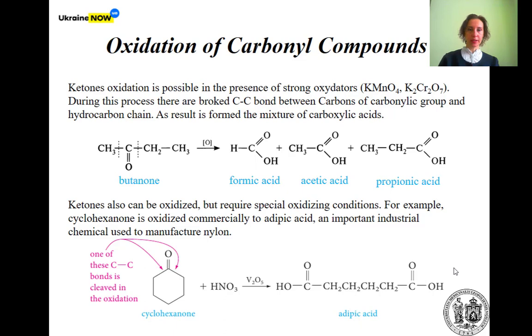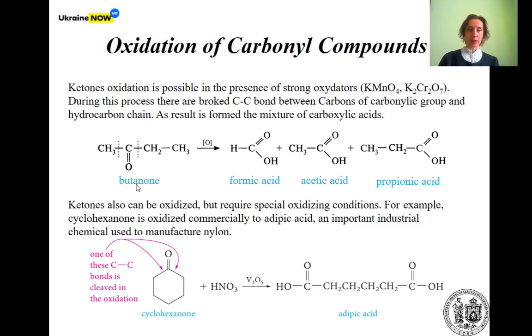If we talk about oxidation of ketones, this process is more difficult. Not because it's not possible to do. There are many oxidizers that we can use: potassium permanganate, potassium dichromate, and many others. But it's sometimes difficult to predict the products of this reaction.